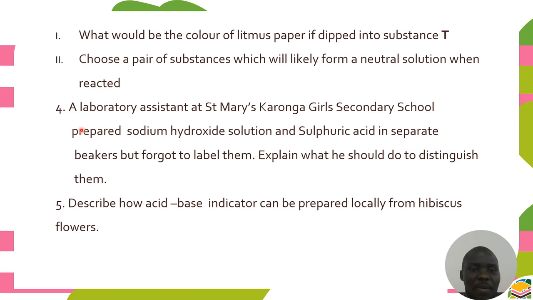Question number 4: a laboratory assistant at St. Mary's Girls Secondary School prepared sodium hydroxide solution and sulfuric acid in separate beakers but forgot to label them. Explain what he should do to distinguish them. You can use the concept discussed to answer question number 4. Question number 5: describe how an acid-base indicator can be prepared locally from hibiscus flowers. So we can describe this experiment.